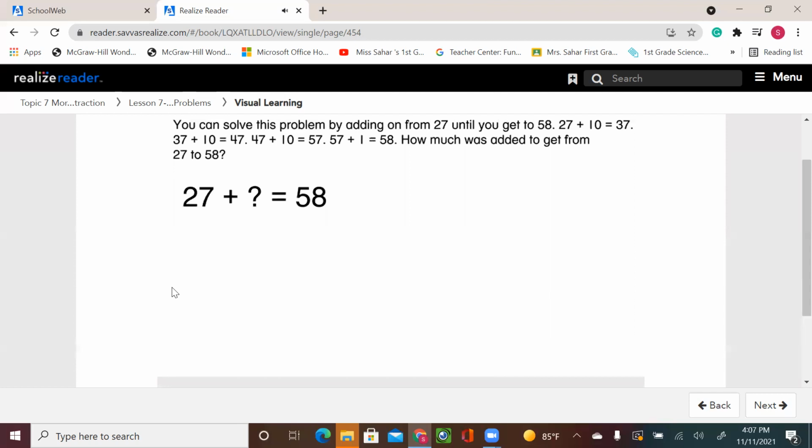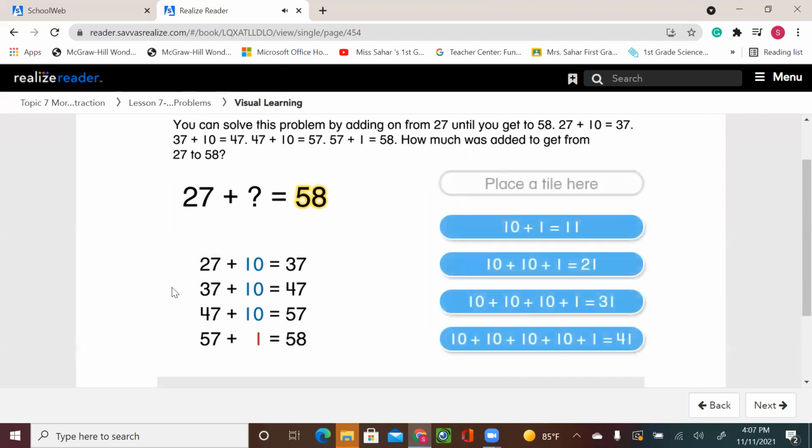You can solve this problem by adding on from 27 until you get to 58. 27 plus 10 equals 37. 37 plus 10 equals 47. 47 plus 10 equals 57. 57 plus 1 equals 58. How much was added to get from 27 to 58? Select your answer.